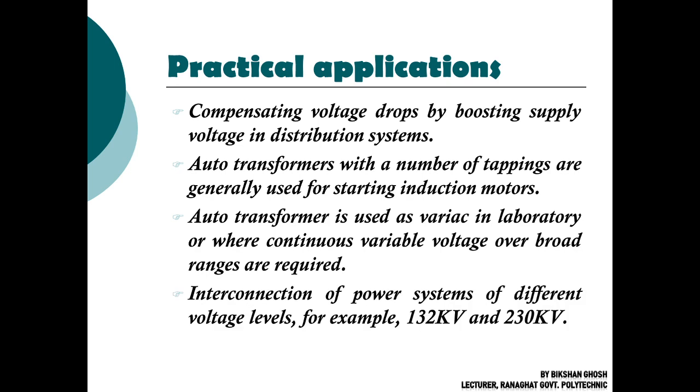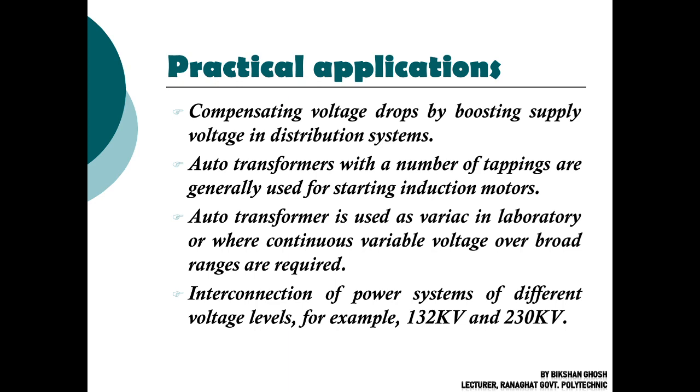Okay. Next, autotransformers are used to interconnect two power systems which are at different levels. That may be 132 kV and 230 kV and several others. We know that an autotransformer can transform voltage from one level to another as a step up or step down autotransformer. So these are also used for interconnecting two power systems which are at different levels.